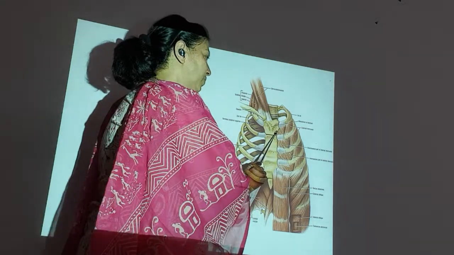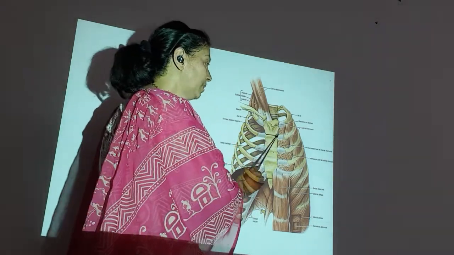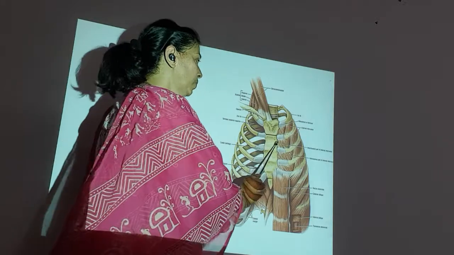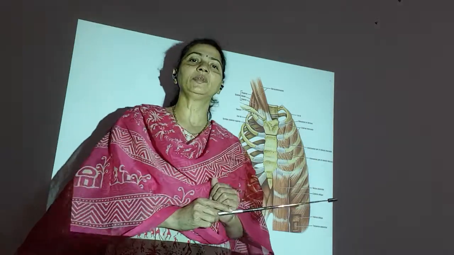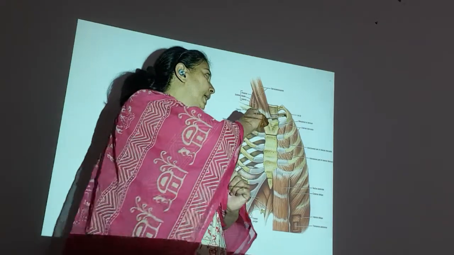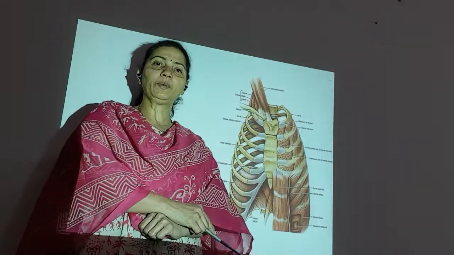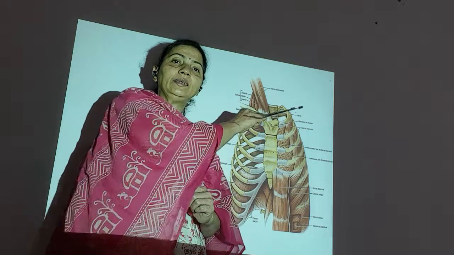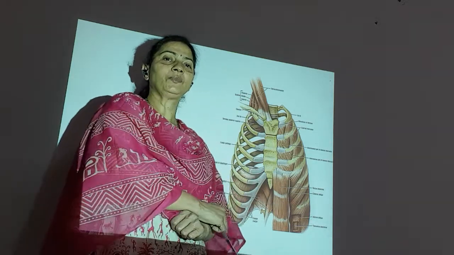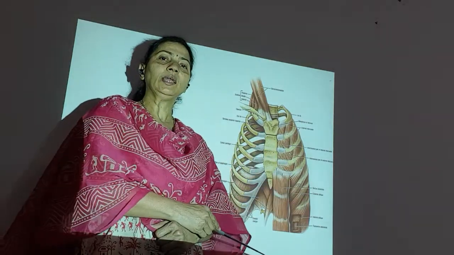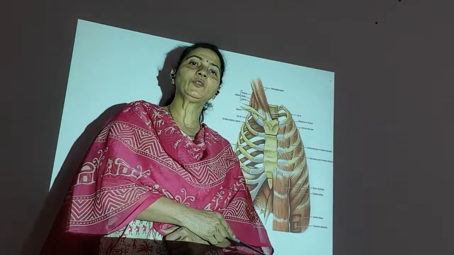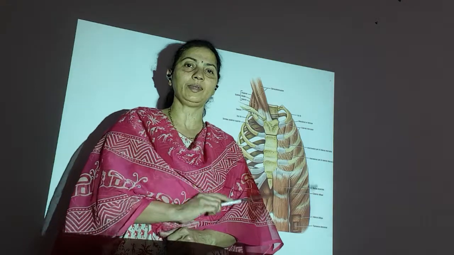It is taking its origin, starting its origin from the sternum. So it is going to go backwards. That means it is going to cover the anterior intercostal space, that means the anterior part of the thoracic cage. It is going to cover the lateral part of the thoracic cage. It will cover the posterior part of the thoracic cage, but incompletely.